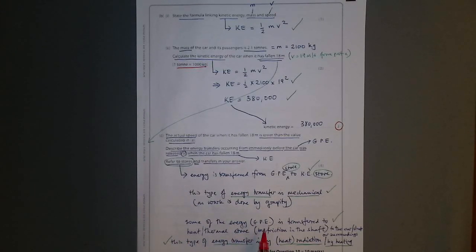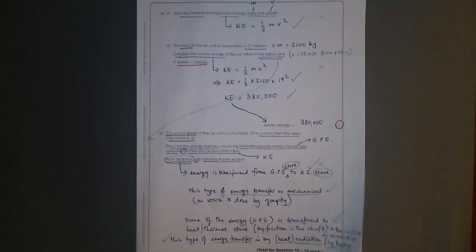Some of this gravitational potential energy is also transferred to the thermal store, or heat, by friction in the shaft, for example, between the car and the shaft, so the rubbing friction between them will actually increase the temperature of the moving parts. This type of energy transfer is by heating or radiation, and it goes to the surroundings. Okay, so as long as you're mentioning that this energy is transferred by heating, or you could say by radiation, that's how you get your 10 marks in this question.